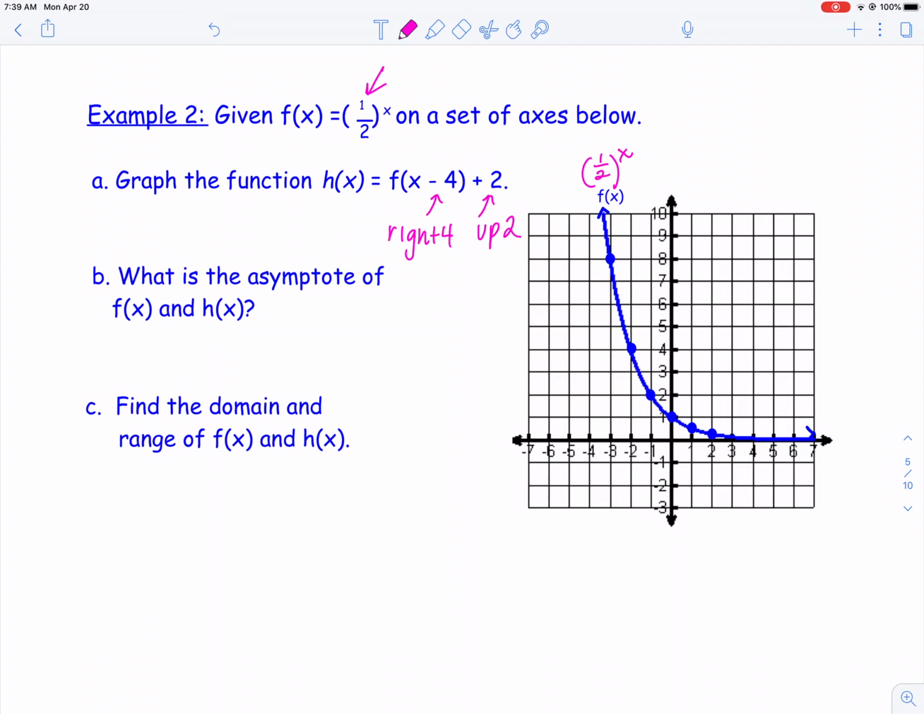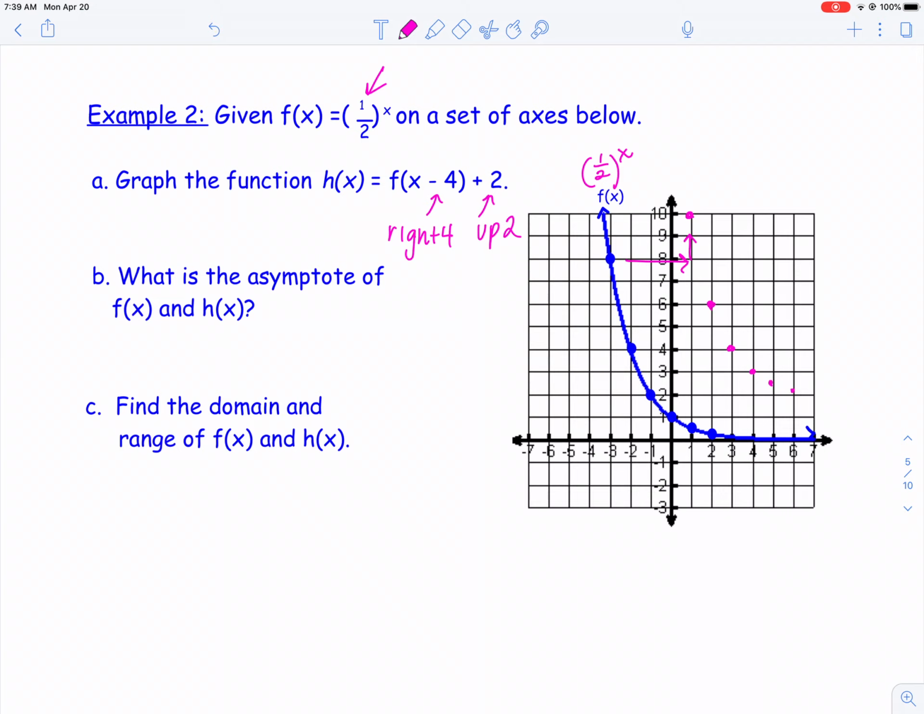Take each point, take this point, move it to the right 4, 1, 2, 3, 4, and then up 2. So I just moved this way and this way. I could do it again with another perfect point, moving right 4, up 2. I'll repeat that for each point, right 4, up 2, and then you're going to start to see the shape.